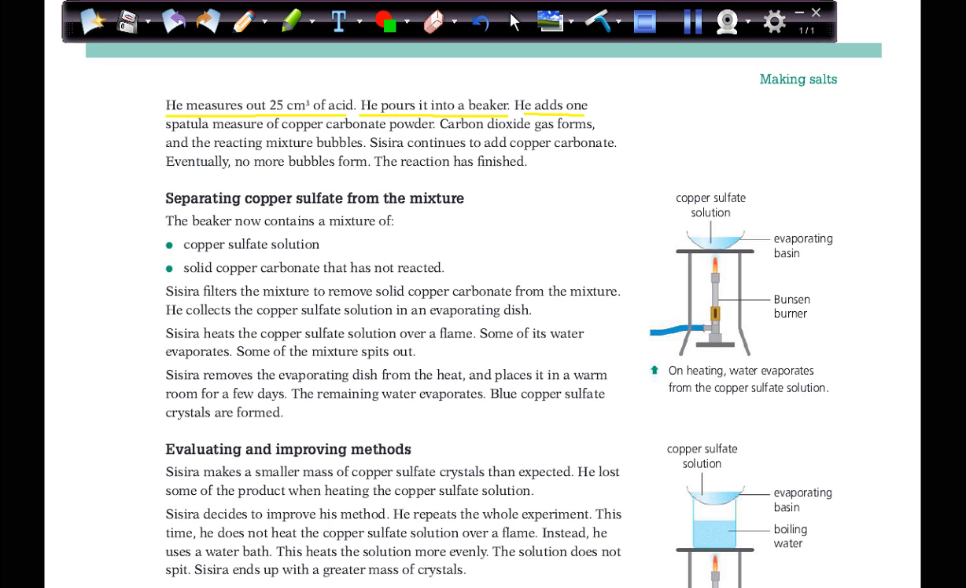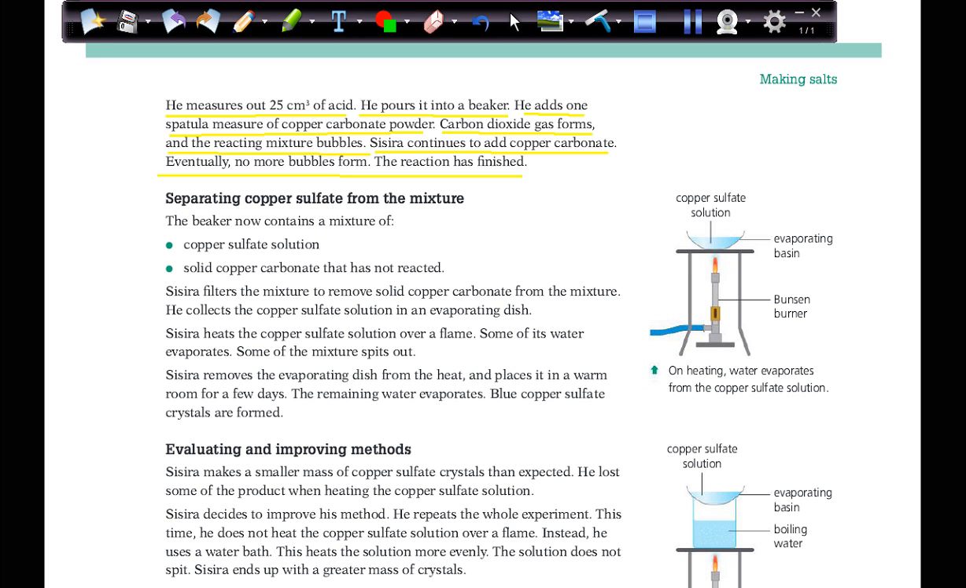Then he adds one spatula measure of copper carbonate powder, a known quantity, and then carbon dioxide gas forms, and the reacting mixture bubbles. Cicera continues to add copper carbonate. Eventually, no more bubbles form. The reaction has finished. In this case, we have copper carbonate solid inside the beaker, and we have the solution. So how can we separate the copper sulfate from the mixture?